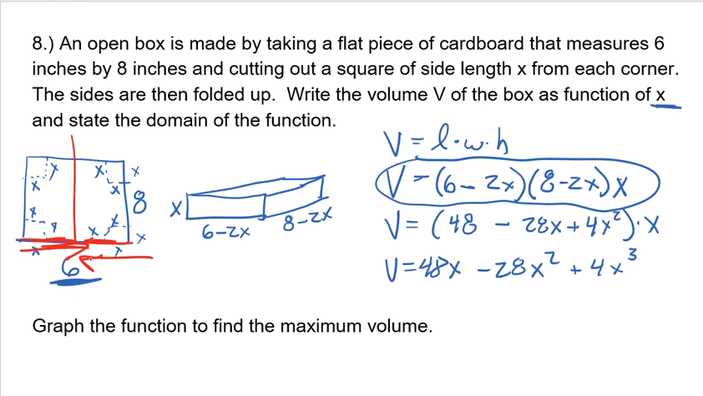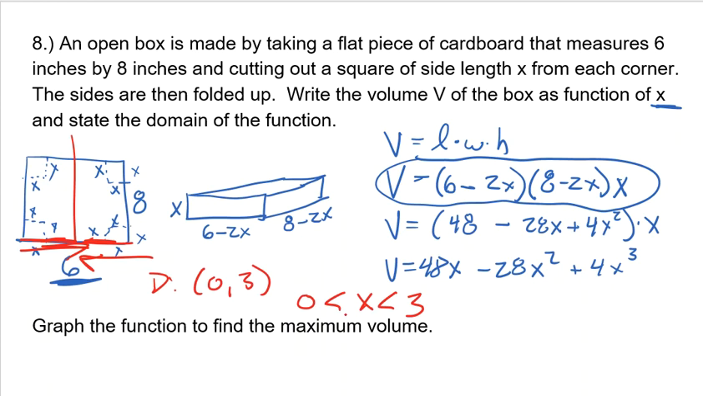And the smallest amount I could cut out would be anything right above 0, because I have to cut out something. So even if I cut out 0.01, a very, very teeny amount, I would have a very, very wide box that's very, very short. So again, the domain would basically be 0 to 3, or x has to be somewhere between 0 and 3.